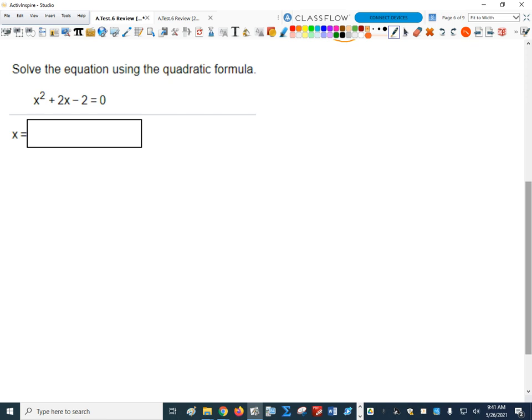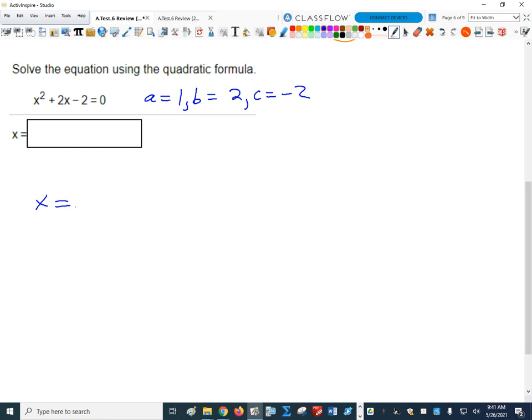Okay, so how about this one then? Well, here's one where we definitely cannot find magic numbers that multiply to negative 2 and add to 2. So this time we have to use the quadratic formula. So what are we going to get here? We know a is 1, b is 2, c is negative 2.